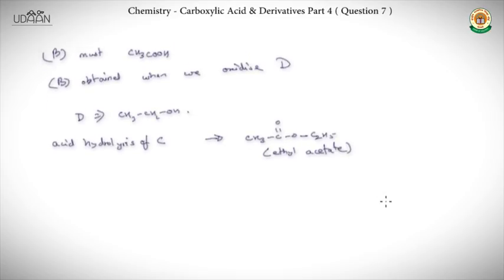And finally, since compound B is acetic acid and C is ethyl acetate, and they are obtained by treating A with ethanol, we get B plus C. Therefore, the compound A must be an anhydride, (CH3CO)2O. This is compound A.